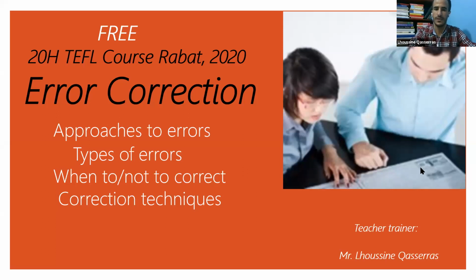All right, thank you. Yes, so today's session will be about error correction, and we are going to cover the following aspects or points. Number one, approaches to errors. There are different approaches when you are correcting mistakes. Number two, the types. What are the different types of errors that students make? Okay, the mistakes, for example.